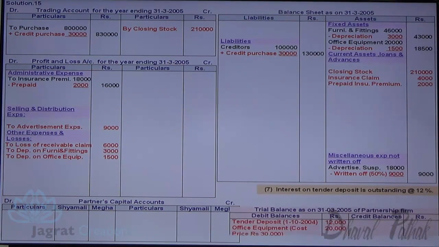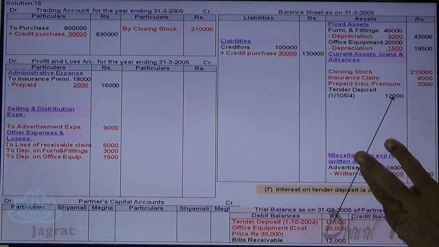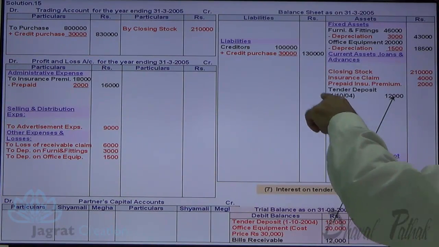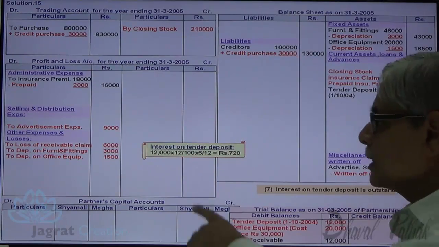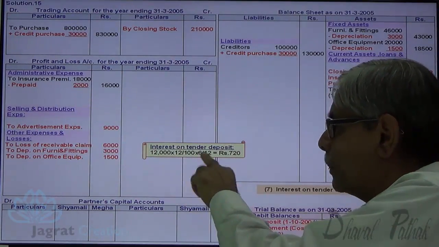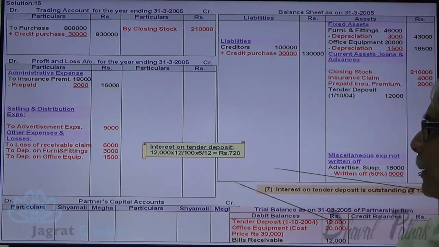Interest on tender deposit. Tender deposit is how much? 12,000. We have to calculate interest on tender deposit for how many months? From 1st of October to 31st of March, 6 months. And 6 months interest at the rate of 12%. So 12,000 into 12% into 6 upon 12. 720 is the interest on tender deposit.